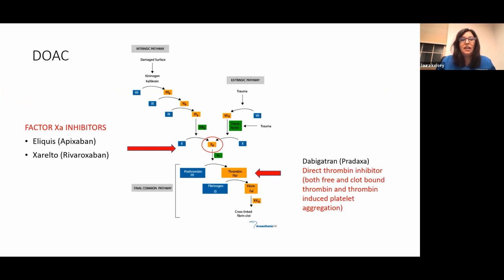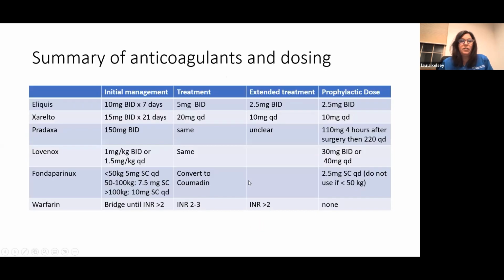In closing, again, let's look at that beautiful coagulation cascade. Here's your factor Xa inhibitors coming in, apixaban and rivaroxaban. You have Pradaxa as a thrombin inhibitor, okay, in that common pathway. And the summary of anticoagulants, I see this all the time where people don't get this loading dose of Eliquis, or they don't get the loading dose of Xarelto. But these are the doses, right? And these are the prophylactic doses.